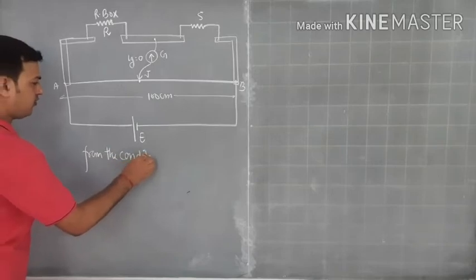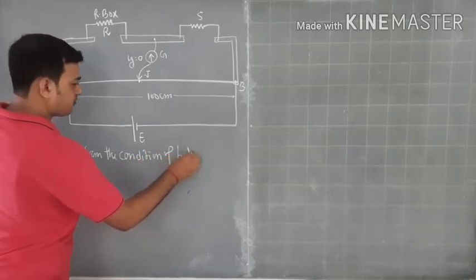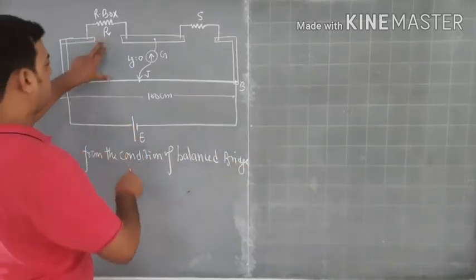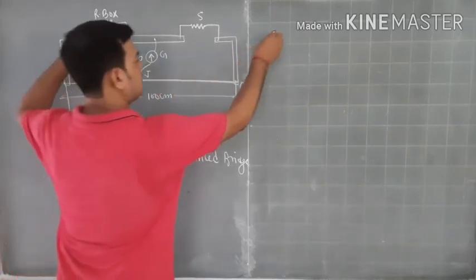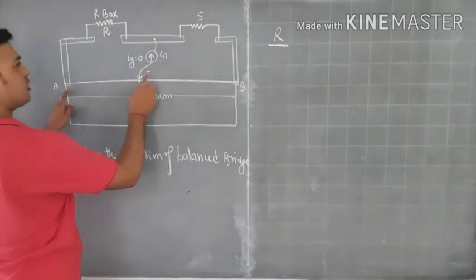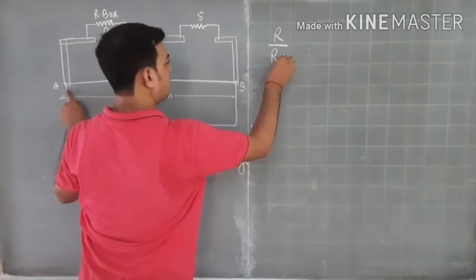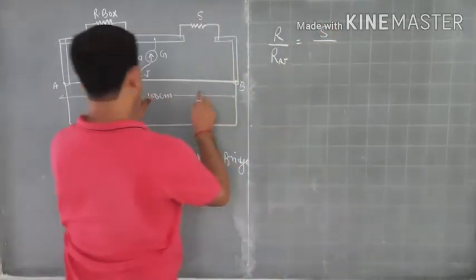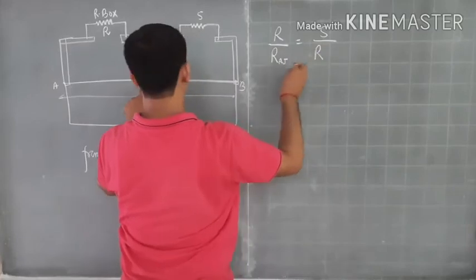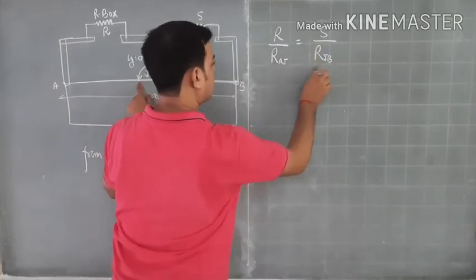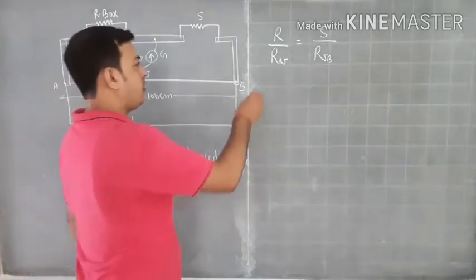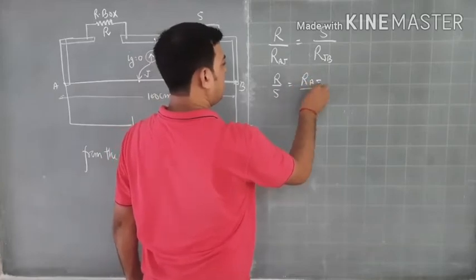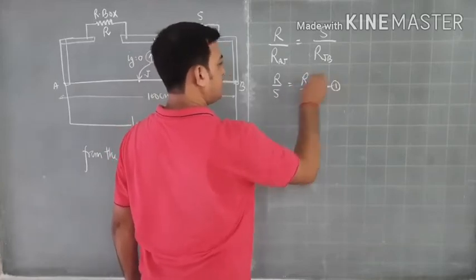So from the condition of the balanced bridge, I can equate the ratio of the resistances. As I told you, this resistance divided by the resistance of this part. So I will write this is the resistance of part AJ of my wire. Now for this I can equate the unknown resistance to the resistance of this part of the wire, and that is RJB. So this is the resistance of part JB of the wire. Now I can write it like this. This is R by S equals resistance of AJ part upon resistance of JB part. This is equation number 1.